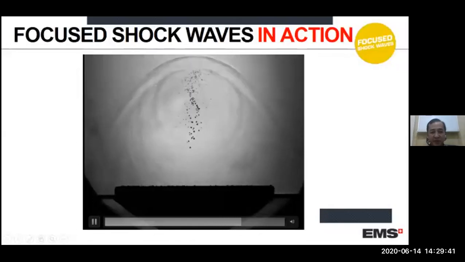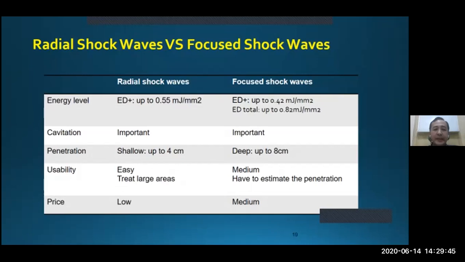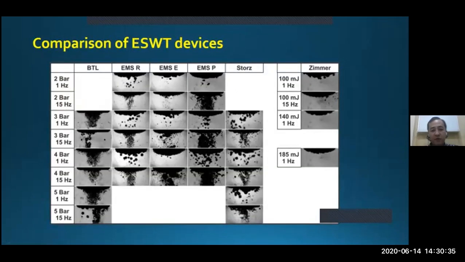Okay. So what is the difference between radial shockwave and focused shockwave? Actually, the energy level is also different, and so is the cavitation. Producing the cavitation is very important. For penetration, the radial shockwave is more shallow, up to 4 centimeters, and the focused is deeper, up to 8 centimeters. For usability, the radial shockwave is easier and treats large areas. The focused shockwave usability is medium; you have to estimate the penetration. So with the focused shockwave, you have to know precisely where the target is, and it is better to use imaging modalities to guide the treatment, because it has to be precise to reach the target. Okay, this is just a comparison between shockwave devices. We know a lot of shockwave devices in the market.